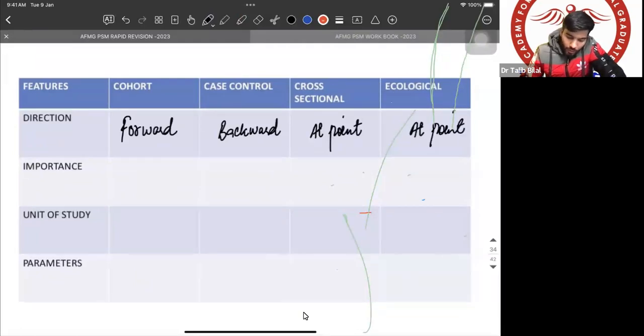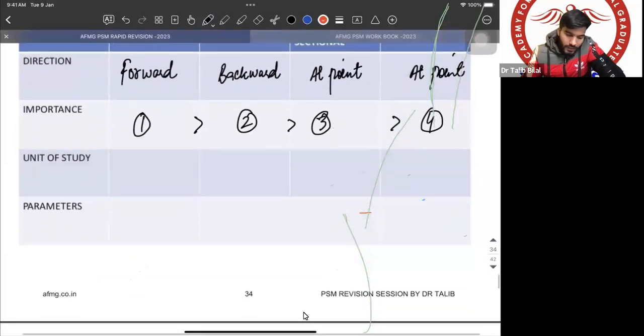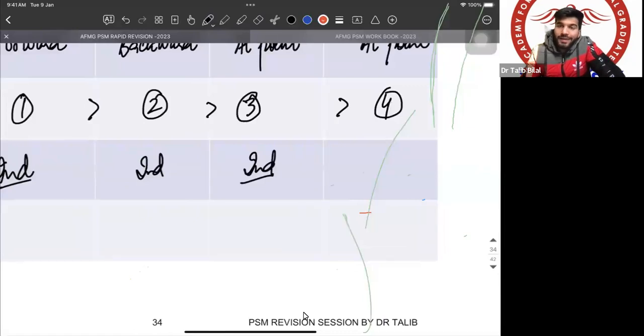Okay. If I talk about importance, guys, first followed by second, third, then fourth. Out of all the studies, which one is the best one? Meta-analysis. Remember, guys, meta-analysis. Meta-analysis is a combination of all these studies. You might have gone through that triangle table. On the top, it is meta-analysis. The unit of the study is individual. But here, ecological study will tell us about the characteristic of the population. So the unit of study will be the population.